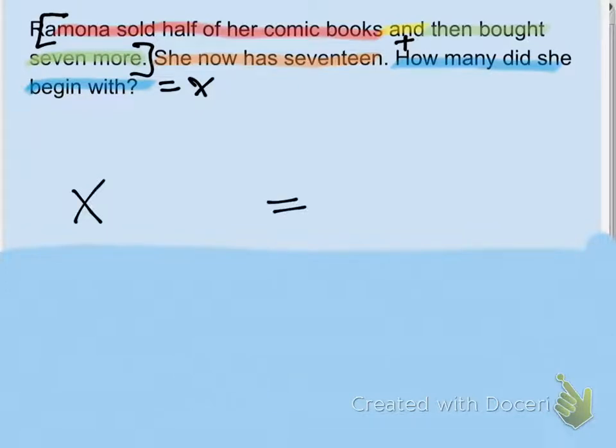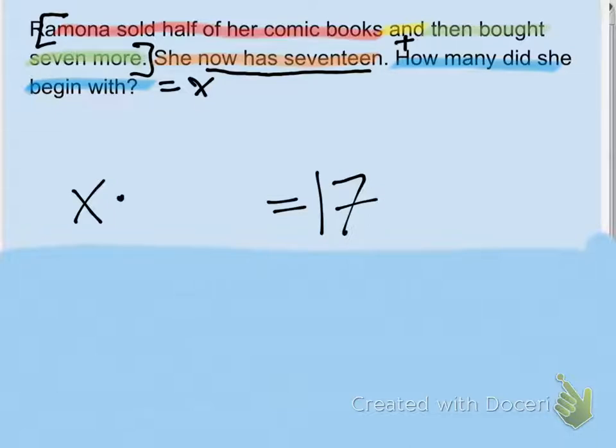We have our equal sign. What is our equal sign equal to? When we do this, what is it going to be equal to? Exactly. So we see she now has 17. So what her collection is equal to is 17. Then we have to go through it again in order of left to right. Ramona sold half her comic book. So if I sell half of something, I take half of it.